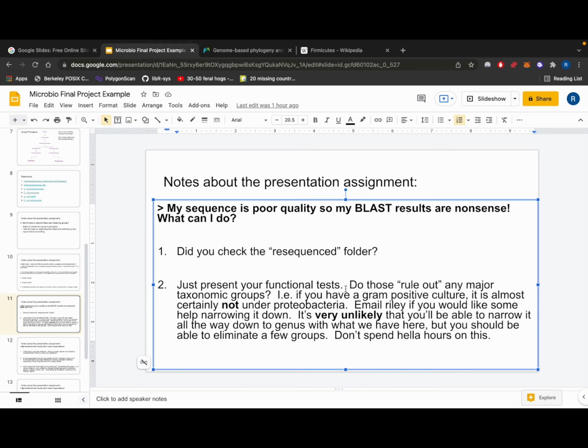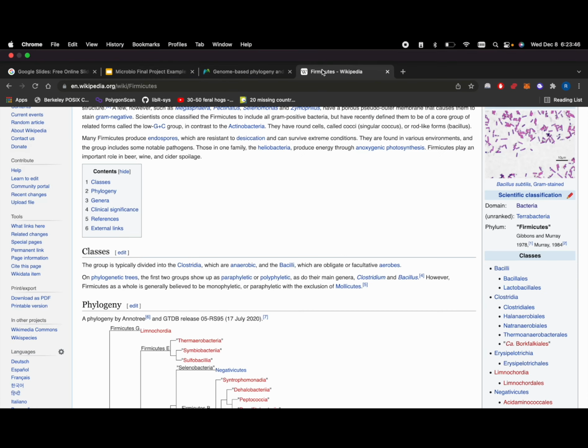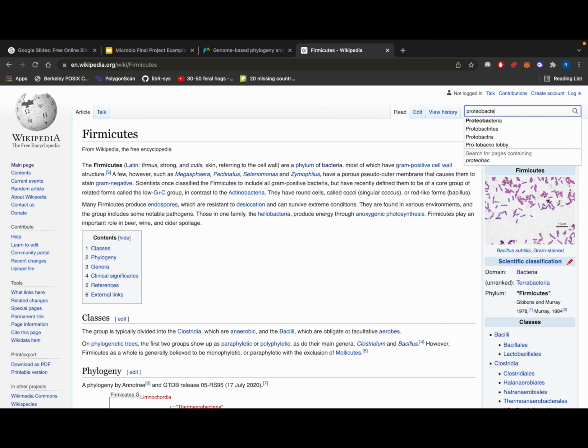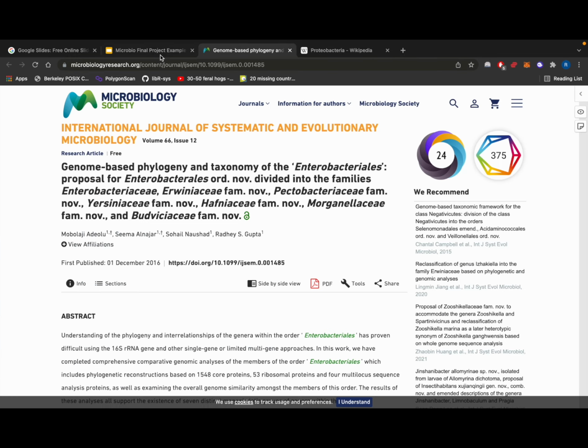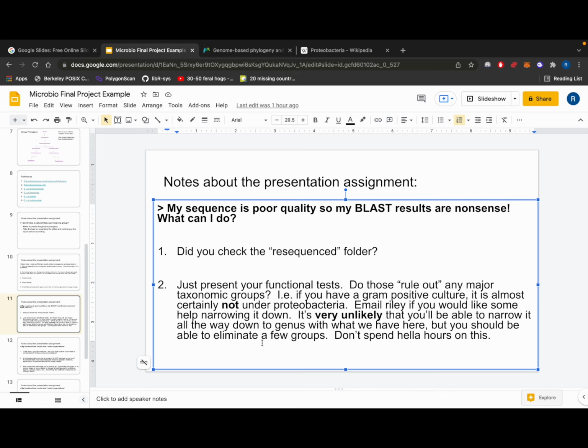So from what we did in the lab, we're not going to be able to get it down to a genus level, right? We don't have that many functional tests, and in this case we don't have a sequence. And so all I'm asking for is that your function has some sort of tie-in to the phylogeny of your bacteria, where you say, okay, we're gram positive, so I'm pretty sure proteobacteria is, by definition, gram negative, right? So even though I don't have a sequence, I know it can't be proteobacteria because my thing was gram positive, right? That'd be a cool way to tie this in, even if you don't have a sequence.